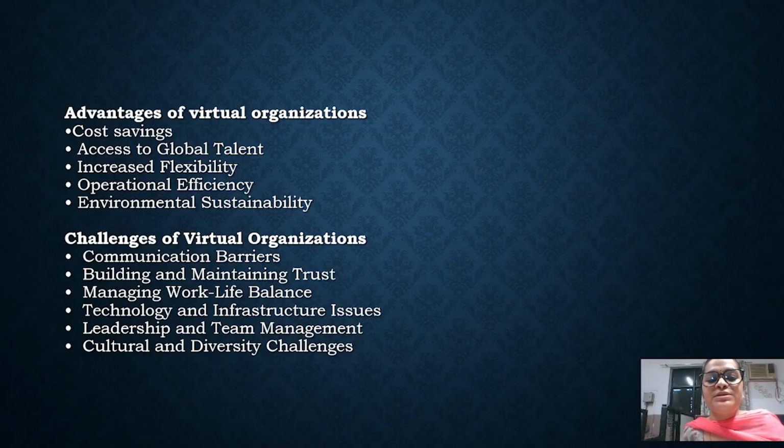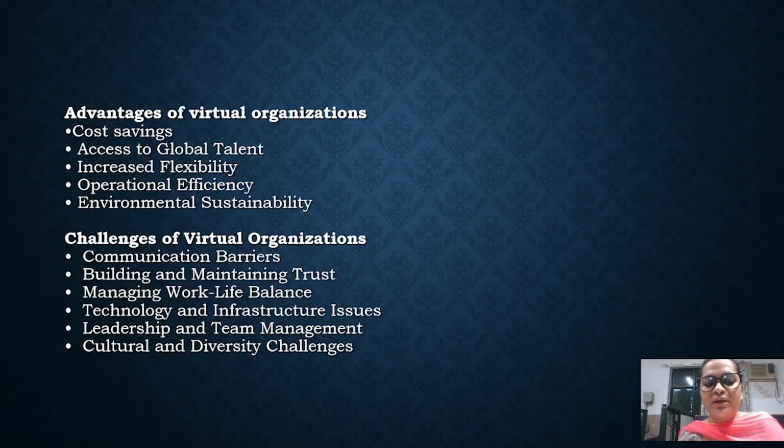Now, the next advantage is access to global talent, which means that by crossing geographical boundaries, virtual organizations can access a diverse talent pool, and they can enhance their capabilities and competitiveness. They can recruit individuals with specialized skills and expertise. They can assemble agile teams for specific projects, and they can operate seamlessly across different time zones, which will maximize operational efficiency and customer responsiveness.